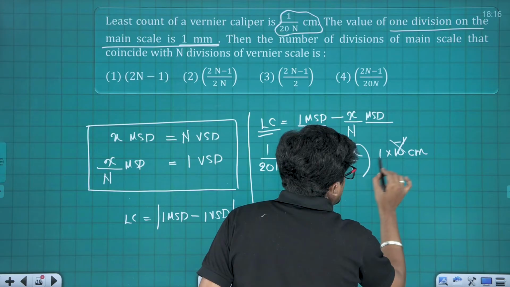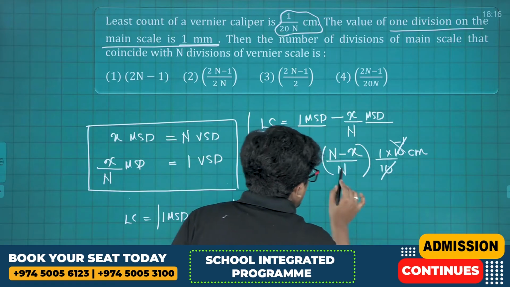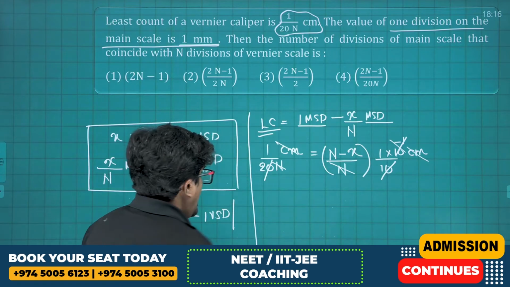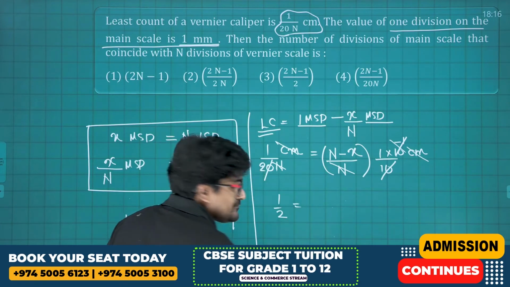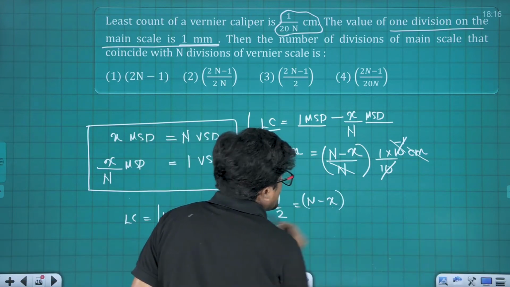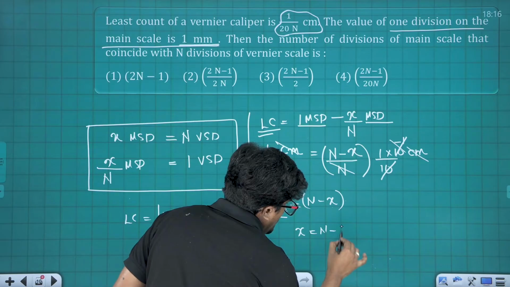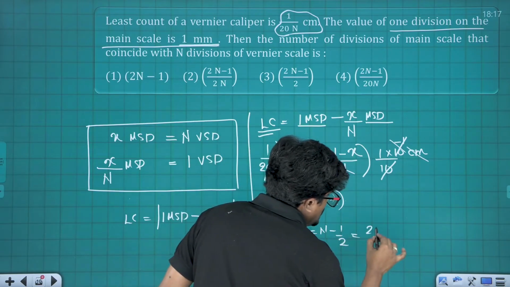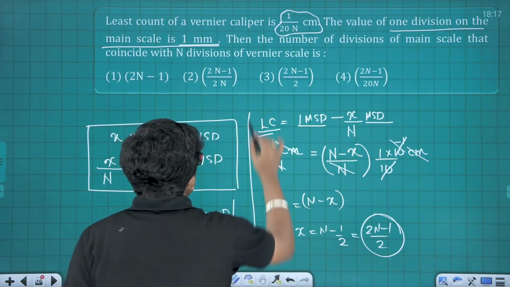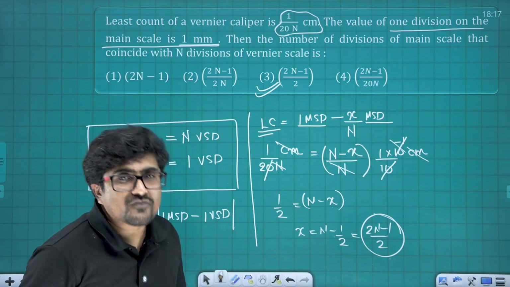Basically it is 1 by 10 centimeter. So this 0 and this 0 will cancel, n and n will cancel, centimeter and centimeter will cancel. I am left with 1 by 2 on the left, that is equal to capital N minus x. Now, what is the value of x? x is supposed to be capital N minus 1 by 2, that is 2n minus 1 by 2. That means option C must be the correct answer in this case. Alright, now let's move to the next.